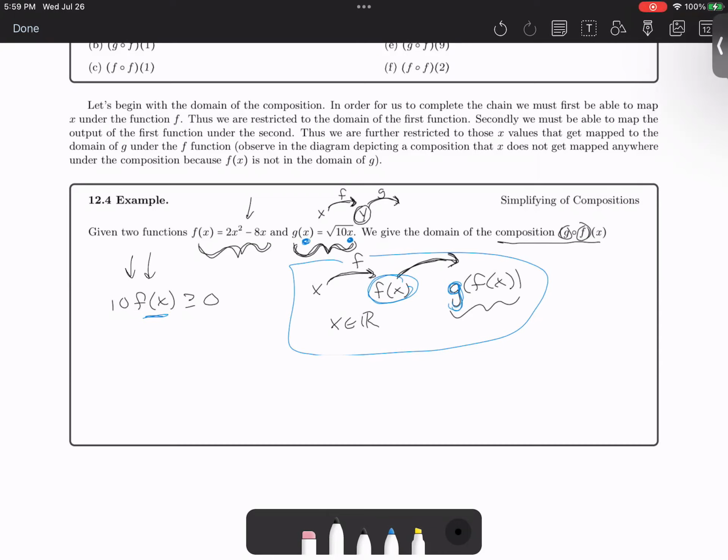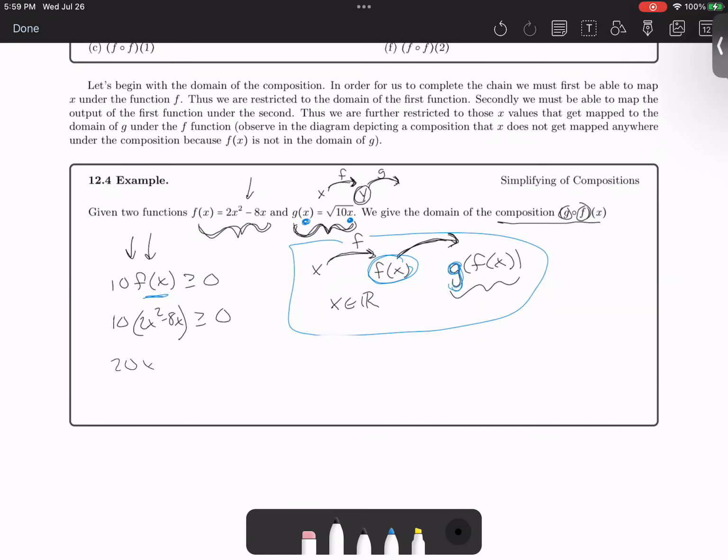Let's figure out what that means about x. We need 10 times f of x to be greater than or equal to 0. f of x is 2x squared minus 8x. We need 20x squared minus 80x to be greater than or equal to 0. In fact, I don't know why I distributed that 10. I want to factor out a 20 now. In fact, let's factor out a 20x. No, just a 20.